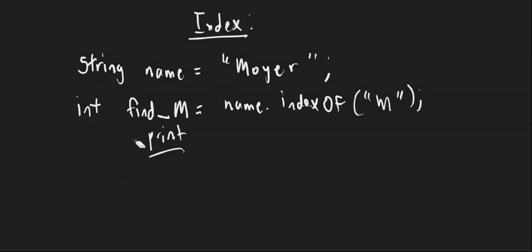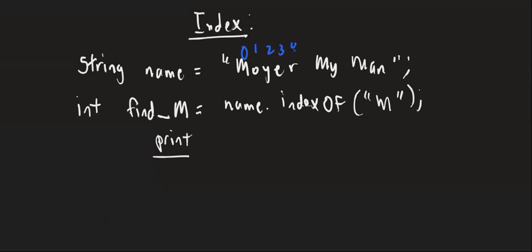Now, one more important thing to note is if I had Moyer my man, and I did find M, what's going to be the output if I print this out? It's not going to be 6, or 9. It's going to be 0 because it takes the first occurrence. And so it's going to be 0.